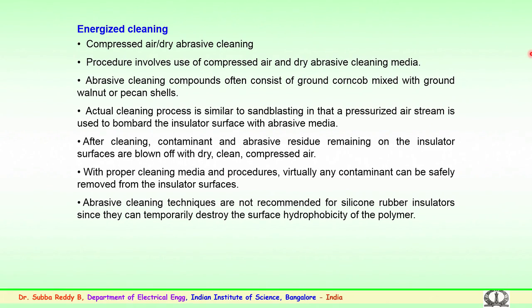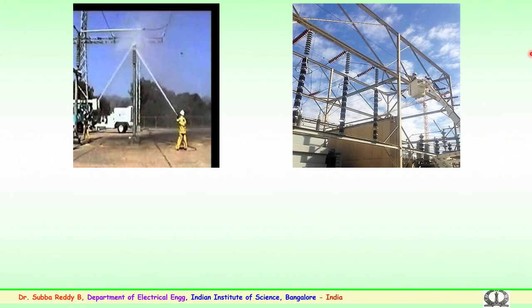The abrasive cleaning techniques are generally not recommended for silicon rubber, as earlier mentioned, as these abrasive or harsh methods could damage the surface or the rubber sheds of polymer or silicon rubber insulators, and they can temporarily or permanently destroy the surface hydrophobicity. Hence, methods which are very harsh or high pressure techniques are not to be followed for these polymer insulators.